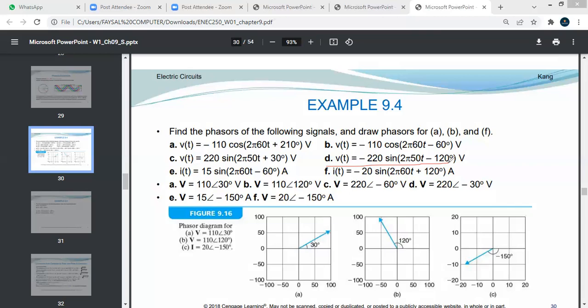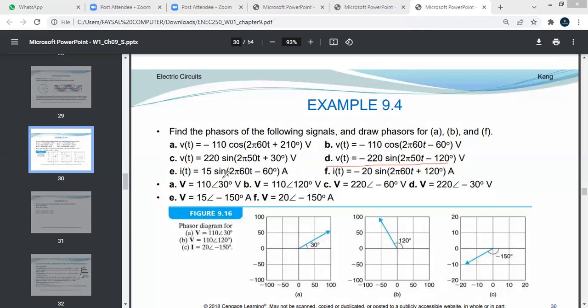For part number E again, it is 15 sine 2 pi 60t minus 60. So 15 is my amplitude. And then the value that is minus 60. So minus 60 will be what? It lies in my second quadrant. So it will be 90 plus 60, which will be my 150 value. So 150 lags, so it will also be written as minus 150. So 15 angle minus 150.